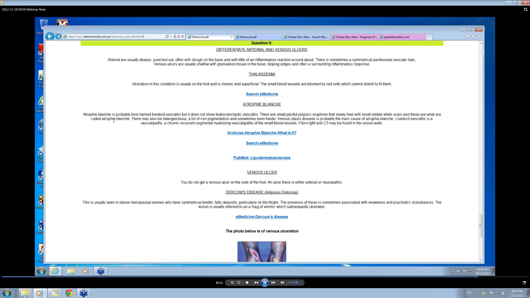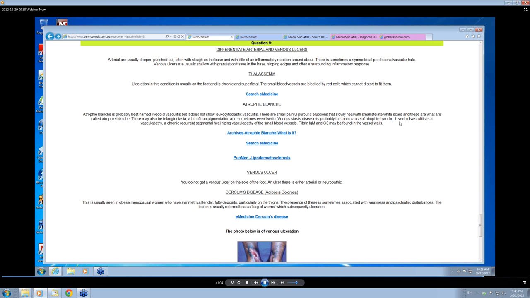But what have we said here about atrophie blanche? Probably better named livedoid vasculitis, but occasionally it does show leukocytoclastic vasculitis. Small, painful, purpuric eruptions slowly heal with these stellate white scars, and these are what are called atrophie blanche. May also be telangiectasia, a bit of pigmentation, that's the pigmented purpuric dermatosis round about it. Sometimes even livedo. Venous stasis is probably the main cause of atrophie blanche.